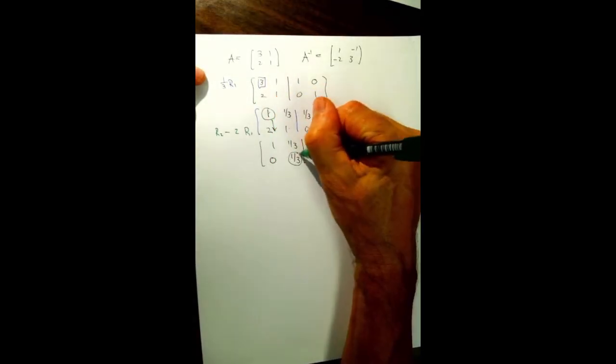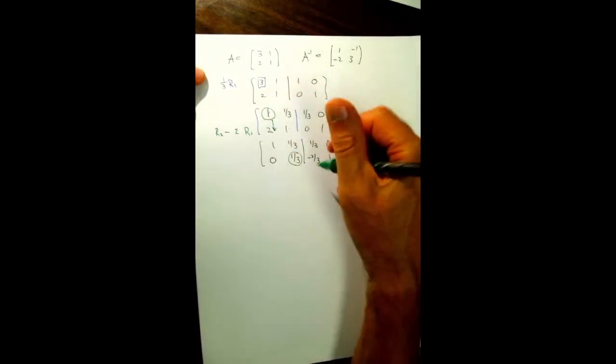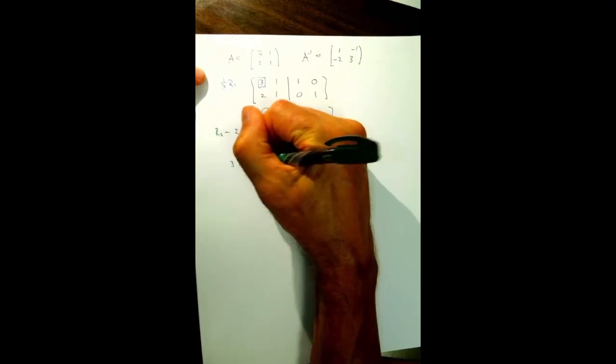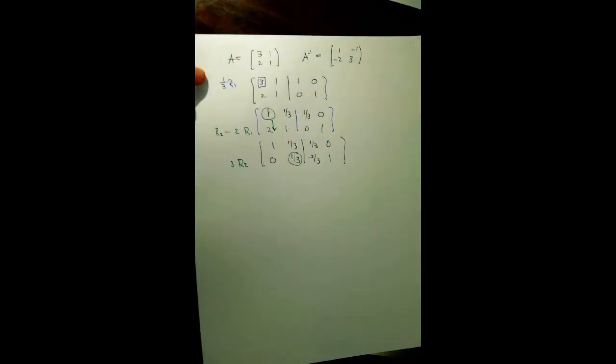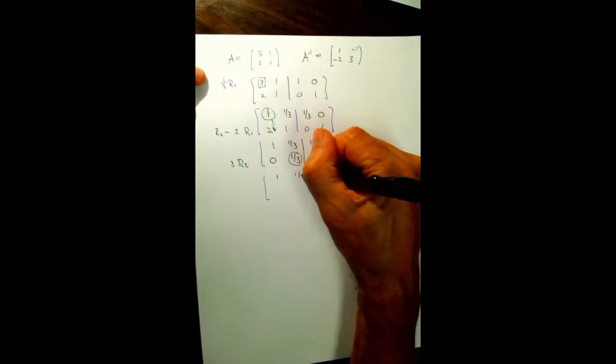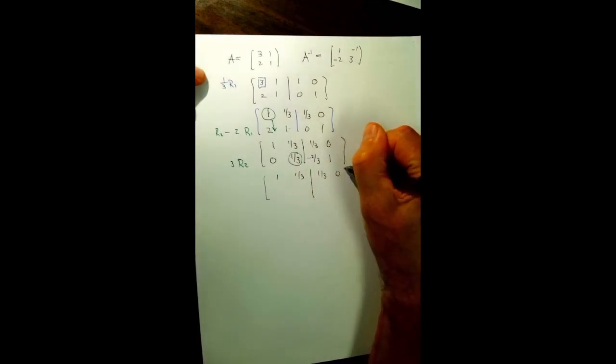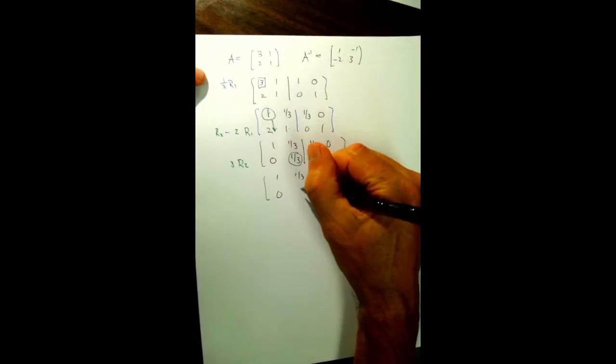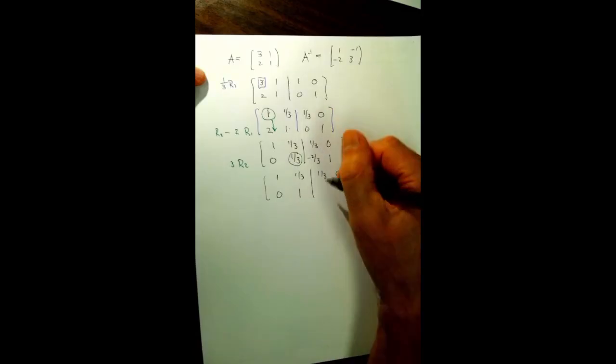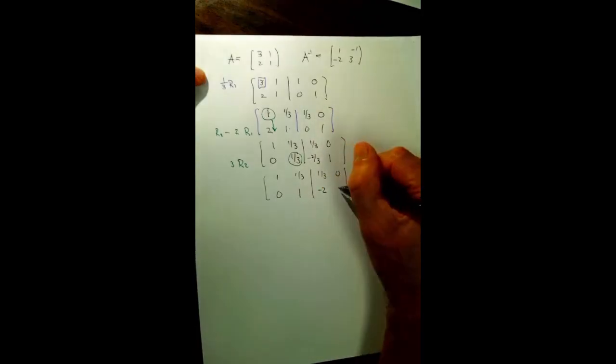I'm going to the second row. This is my new pivot. I want that to be a 1. So I'm going to multiply the whole row by 3. So I'm leaving the top row alone. So I'm going to have 0. 3 times a third is 1. 3 times minus 2/3 is minus 2. 3 times 1 is 3.